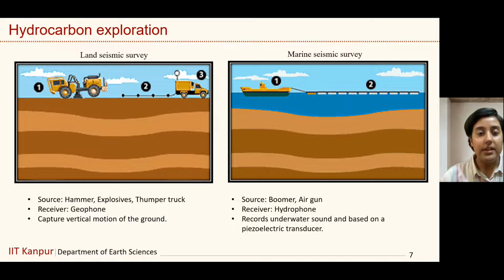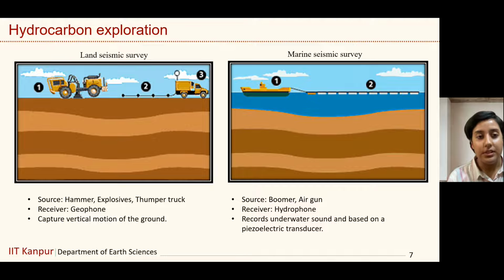So here in this GIF file, first let's understand what is the land seismic survey. As its name suggests, it uses some active source, and as we need to move deeper because hydrocarbon source can lie up to the depth of 6 kilometers, we need some high energy sound wave, so that can be produced using hammer, explosive or thumper truck.